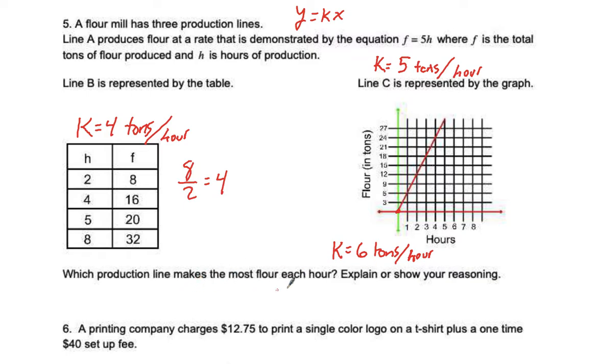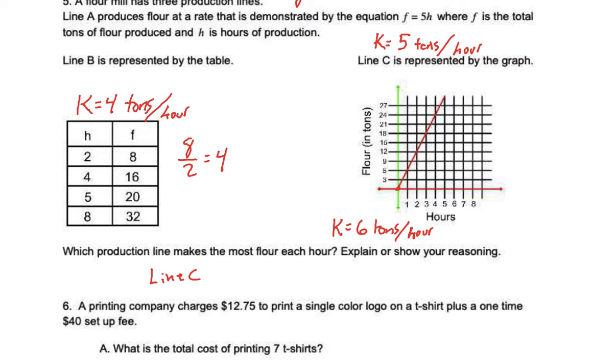So which production line makes the most flour? Well, 5 tons per hour, 4 tons per hour, 6 tons per hour. Pretty obvious on this one. Line C makes the most. Okay, and since I've already shown my K values here, I've already explained and shown my reasoning. I don't have to write anything else here. I can just put line C. I will accept this as showing work. Okay, same thing for the question on the test. It's a different question, but it's a very similar setup where you have to answer a kind of a similar type of question.